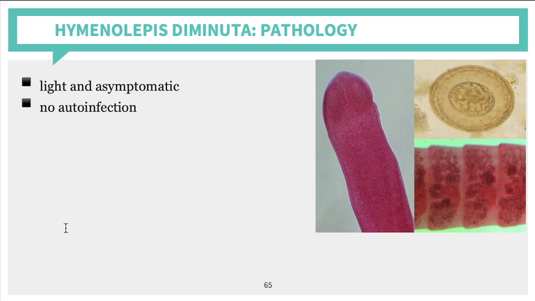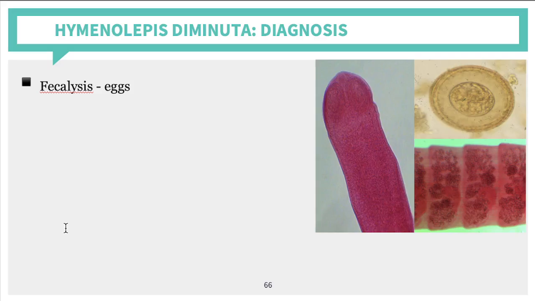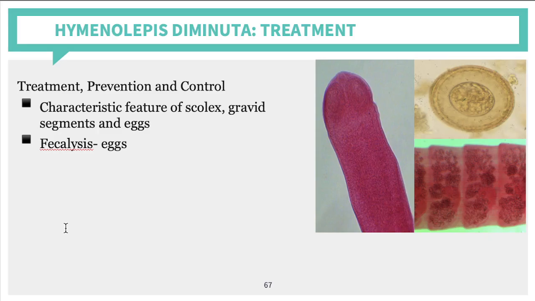So, similar with your Nana, usually light and asymptomatic, but take note, no auto-infection. Okay? We can diagnose this one by the presence of their eggs. Okay, how can we treat, prevent, and control? Of course, by the characteristic features of the scolex and their segments and the eggs in the feces. Again, the treatment of choice that I'm referring to here is still your praziquantel.